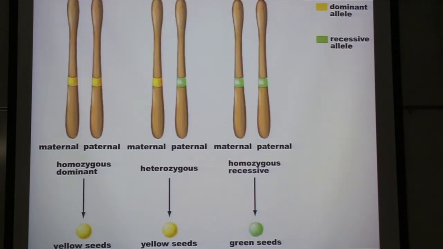But in that case, that's what you call heterozygous, because they're different. That'll still give you yellow seeds, because remember, yellow is dominant over green. The only way you get green is when you have two green copies, one from mom, one from dad.